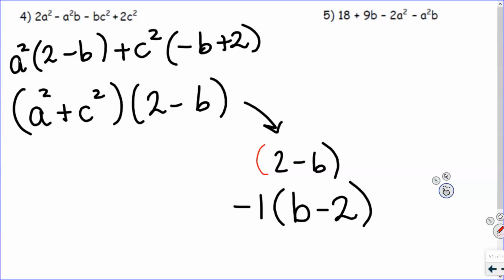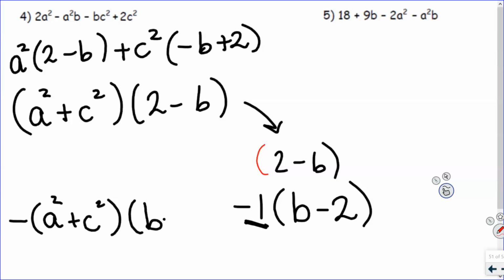So to write this in perfect factored form, this comes first, just like a plain GCF always comes first. And I'm not even writing the number 1. I'm just writing a leading negative. So it's going to be negative a squared plus c squared. Then we're going to write b minus 2.